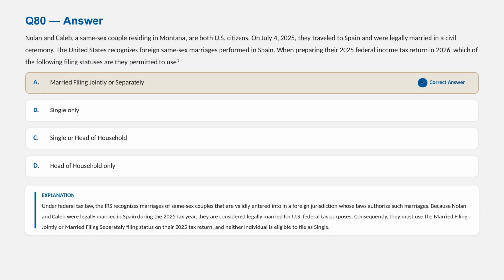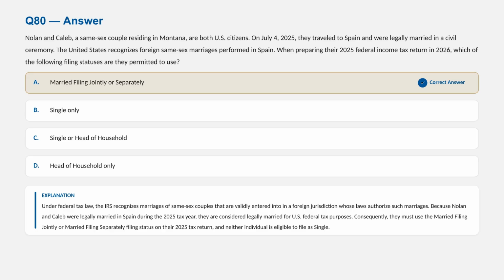The correct answer is A. Married filing jointly or separately. Under federal tax law, the IRS recognizes marriages of same sex couples that are validly entered into in a foreign jurisdiction whose laws authorize such marriages. Because Nolan and Caleb were legally married in Spain during the 2025 tax year, they are considered legally married for US federal tax purposes. Consequently, they must use the married filing jointly or married filing separately filing status on their 2025 tax return, and neither individual is eligible to file as single.